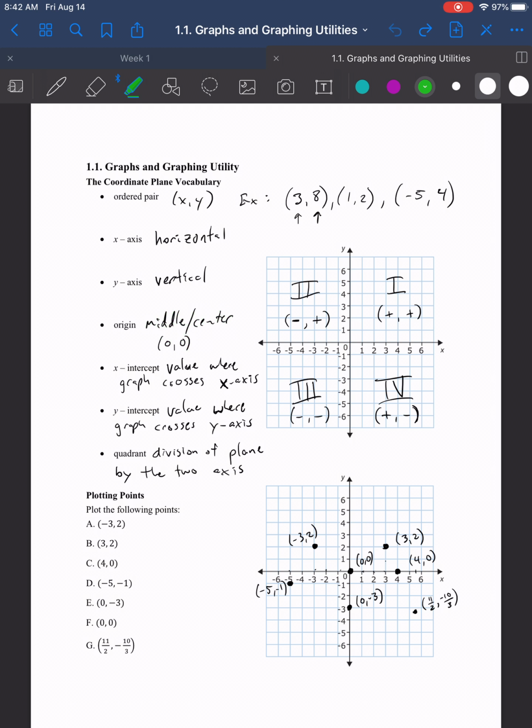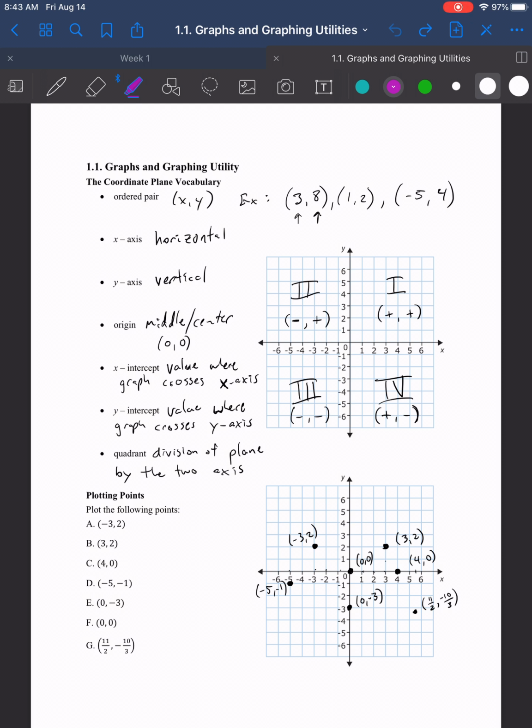Next thing is the x-intercept. This is the value where the graph crosses the x-axis. So if we had some curve going like that, everywhere it crosses the x-axis would be x-intercepts. Next is the y-intercept. If we had some other curve, or that same one I just did, wherever it crosses the y-axis is the y-intercept.